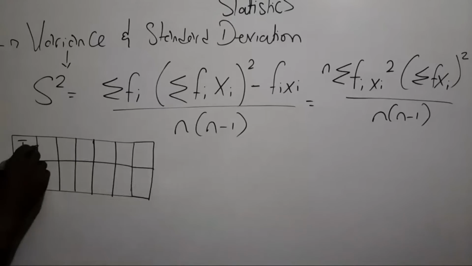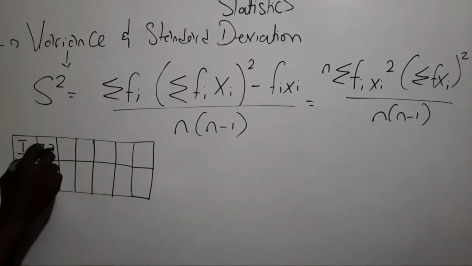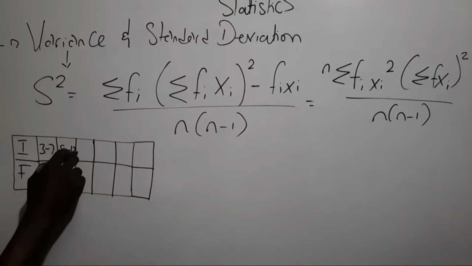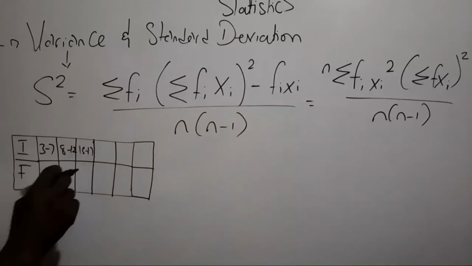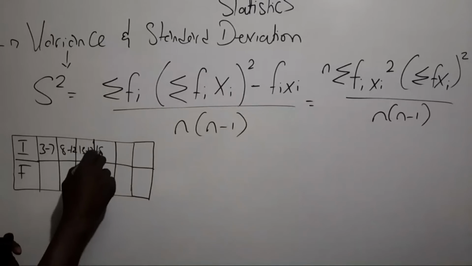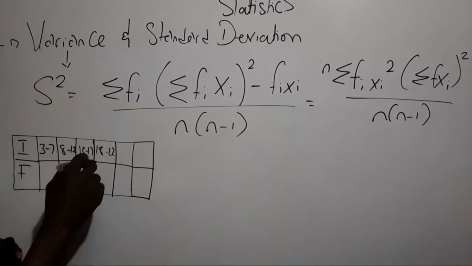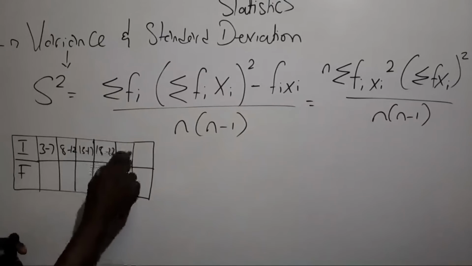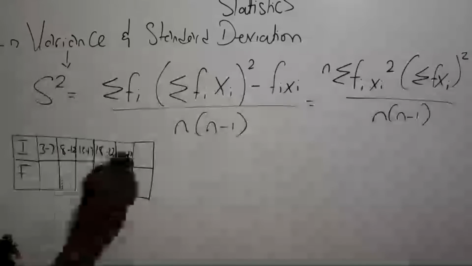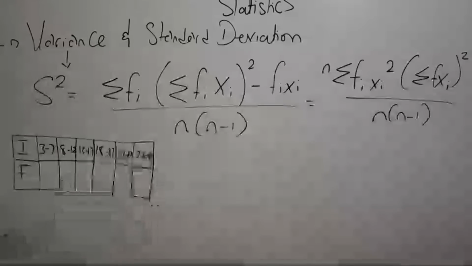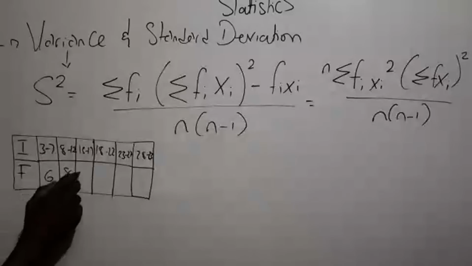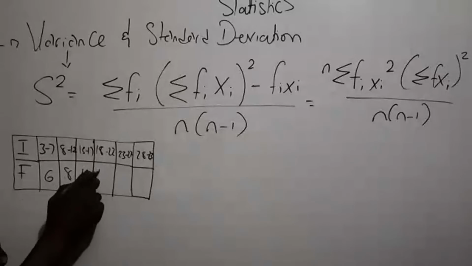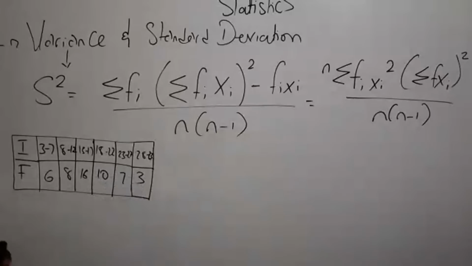So I have 3 to 7, 8 to 12, 13 to 17, 18 to 22, 23 to 27, and 28 to 32. With frequencies 6, 8, 16, 10, 7 and 3. Okay, so that's our table.